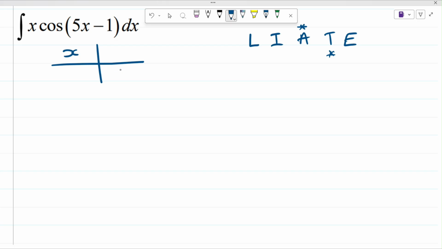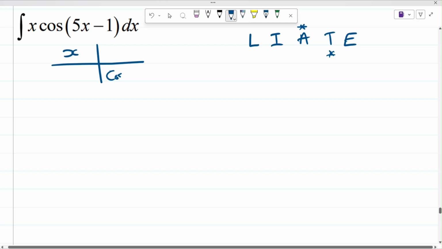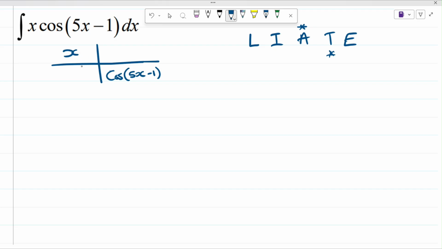So I'm gonna have my cos of 5x minus 1. Yeah, I should write it nicely. Sorry, let me write it nicely. Cos of 5x minus 1, just like that. So now when I differentiate my x, it becomes what? It becomes 1.